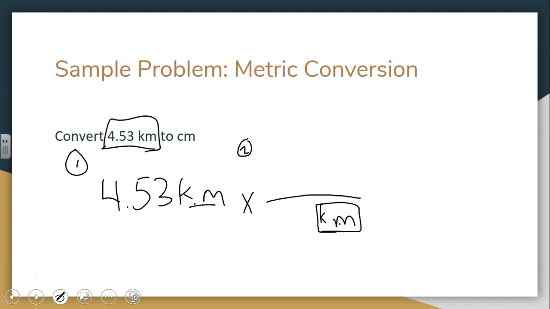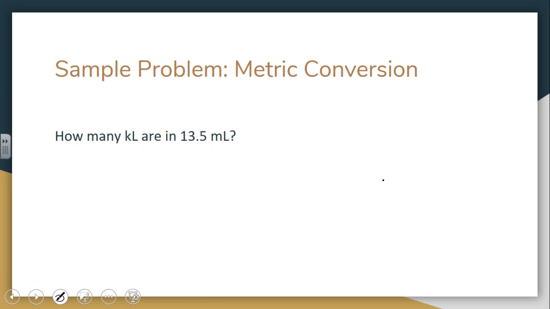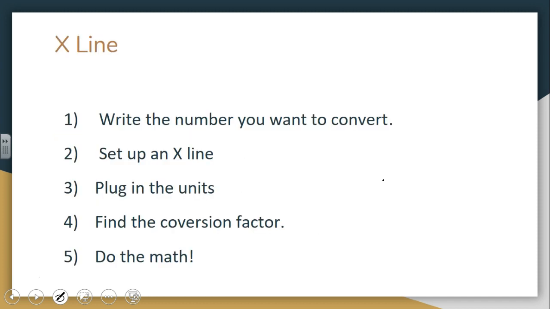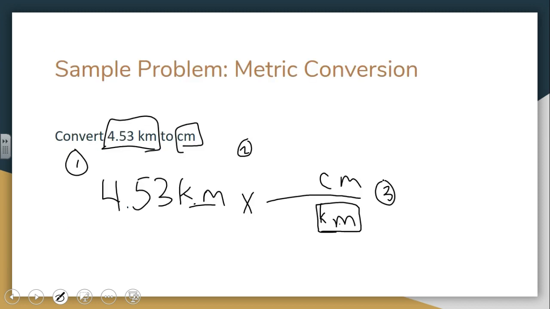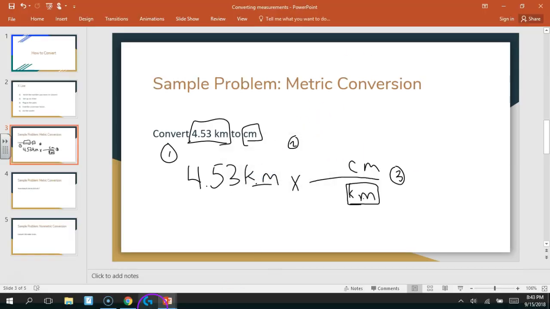Okay, and then what are we trying to convert to? We're trying to get to centimeters. So kilometers to centimeters. So that really is number 3 here, right? So we've done 1, 2, 3. Sneak peek at the next one. And then number 4 is to find the conversion factor. So here's what we're going to do. We're going to go to good old Google. Turns out that Google is a very good resource here. So we're going to go to Google.